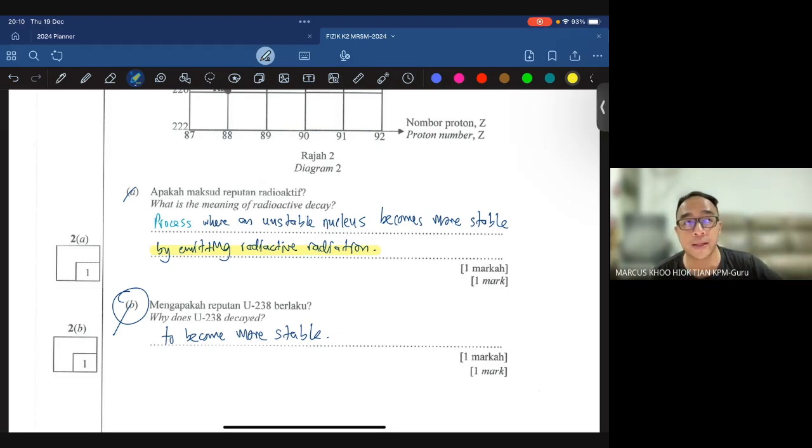Okay, kind of like, I suppose you can say it's kind of like farting, kan, macam kentut lah. Kau tidak stabil kan, then after you kentut, wow, okay, more stable. I suppose so lah. Okay, anyway.